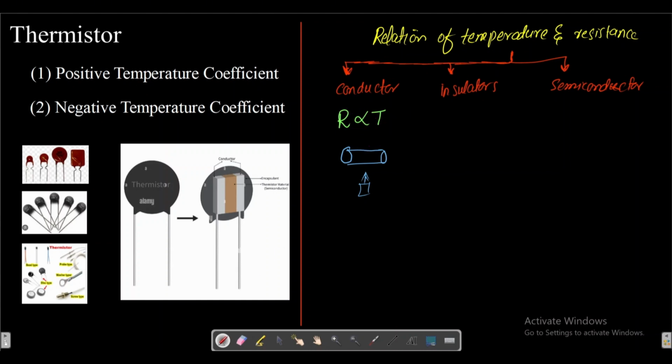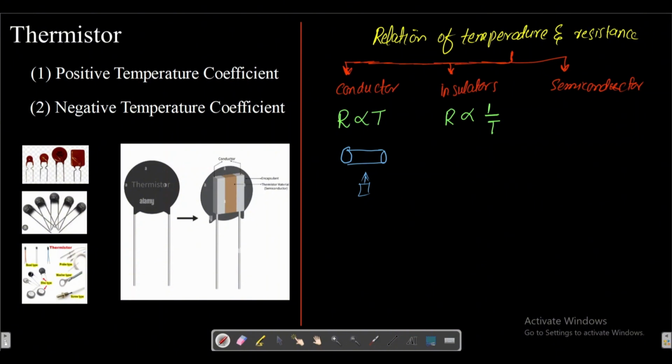Now for the insulator, this resistance is not directly proportional to temperature, but it is inversely proportional to temperature. I mean that if we increase the temperature of an insulator, then its resistance is decreased.